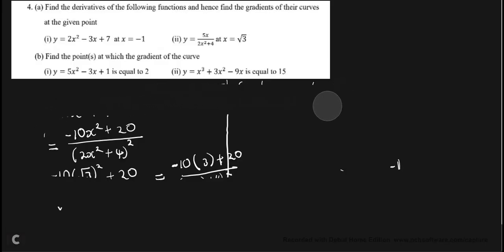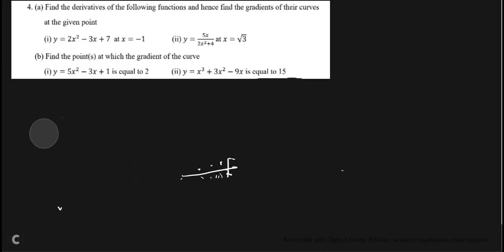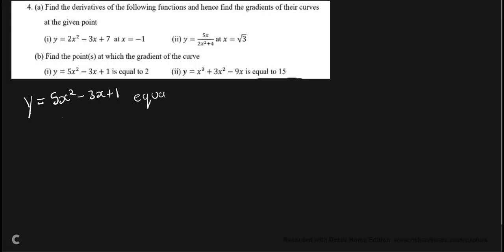So on B it says find the points at which the gradient of the curve, which is that function, is equal to what? To the points, right? So in that situation, how do we do it? We have y equal to 5x squared minus 3x plus 1. They're saying the gradient is equal to 2. So find the points at which the gradient is equal to 2.